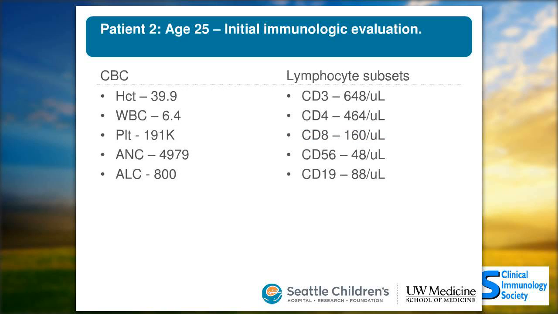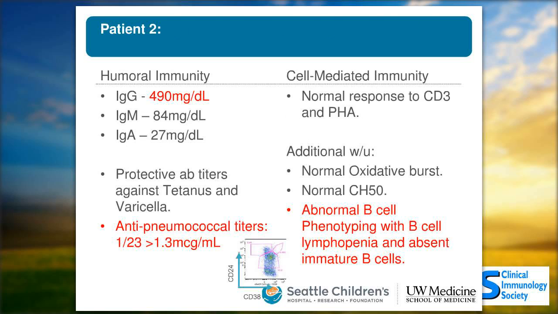She had a normal CBC, she doesn't have any history of cytopenias, and her lymphocyte subsets are also normal, with normal CD3, CD4, CD8. She does have CD19 cells, despite the fact that she was treated with rituximab later, so we can't say much about it, but she did have B cells before treatment.